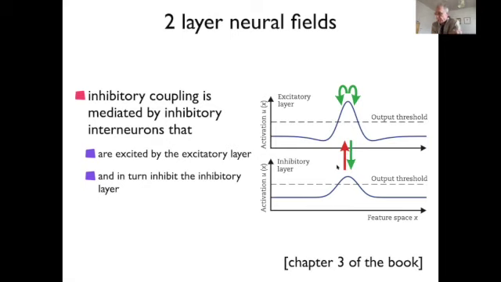That effectively spreads the inhibition. So chapter 3 of the DFT book, that was background reading for the exercise that's discussed today that you handed in last week, actually discusses two-layer fields in some detail.